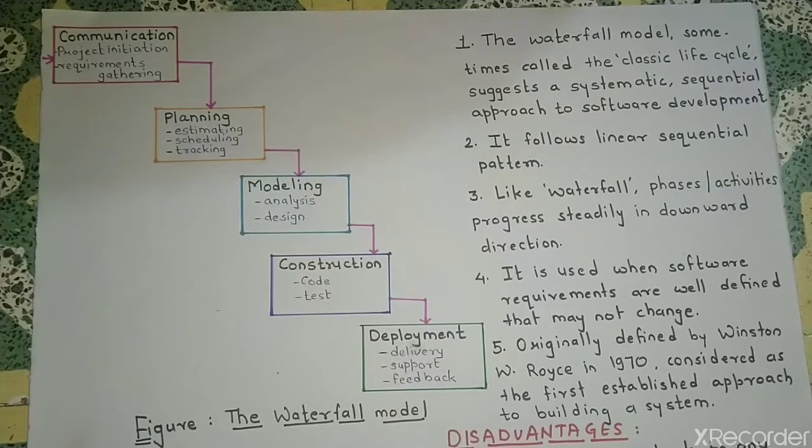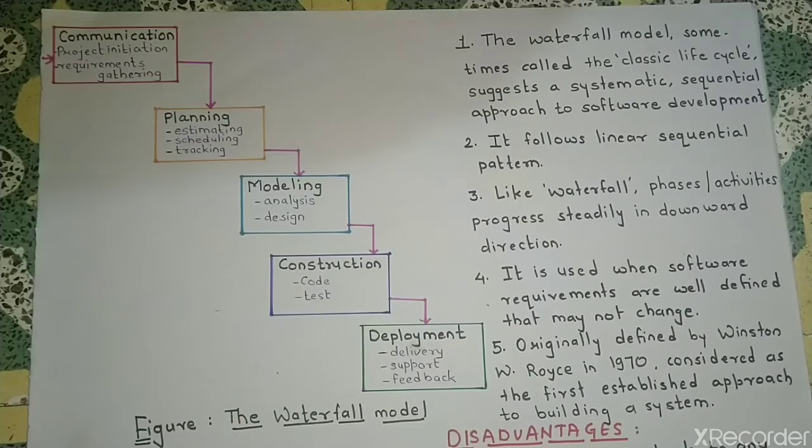Now what is the common thing between the process models which we are going to study? These all can accommodate the generic framework activities. You remember generic framework activities? Yes, you are right. They are communication, planning, modeling, construction and deployment. But the difference is each is going to apply a different emphasis to these activities, and each model is going to define a process flow that invokes each framework activity as well as software engineering actions and tasks in a different manner. So let's just start.